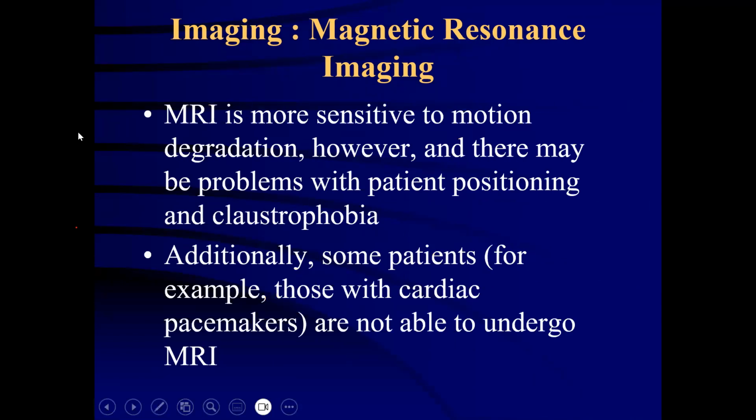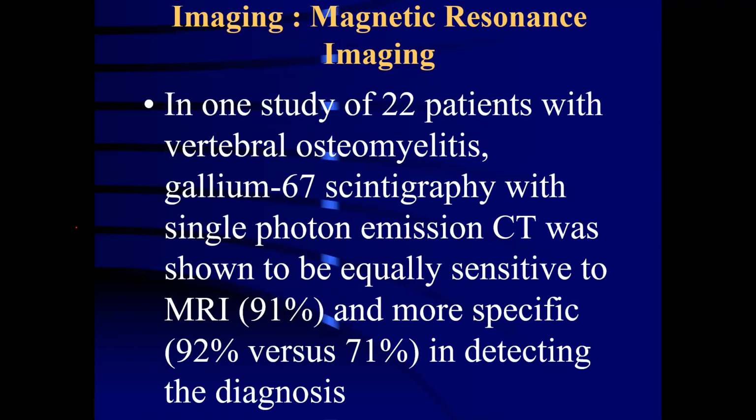MRI is more sensitive to motion degradation. However, there may be problems with patient positioning and claustrophobia. Additionally, some patients, for example, those with cardiac pacemakers, are not able to undergo MRI. In one study of 22 patients with vertebral osteomyelitis, gallium-67 scintigraphy with single photon emission was shown to be equally sensitive to MRI and more specific, 92% versus 71%, in detecting the diagnosis.